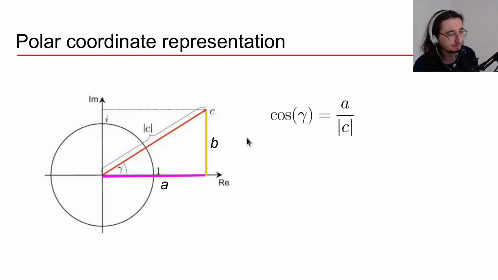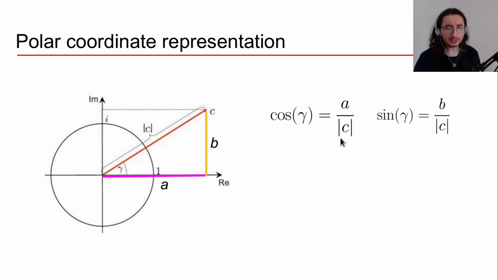So here, the cosine of gamma is equal to this side A divided by the hypotenuse, the absolute value of C. And the sine of gamma is equal to B divided by the hypotenuse of this triangle, once again, the absolute value of C. Okay, now we are interested in gamma. So we want to get gamma and get rid of this absolute value of C. So how can we do that?